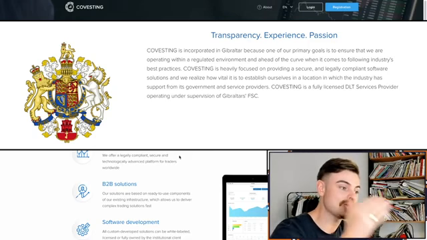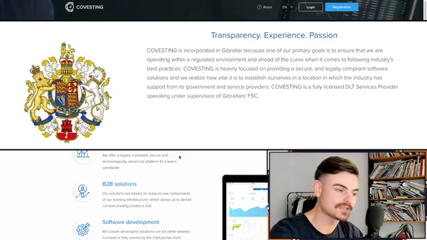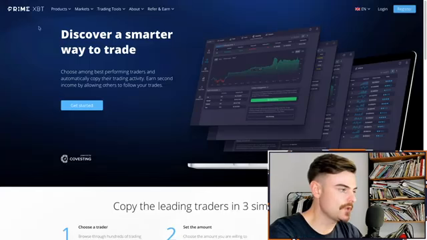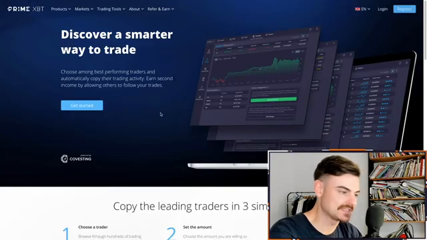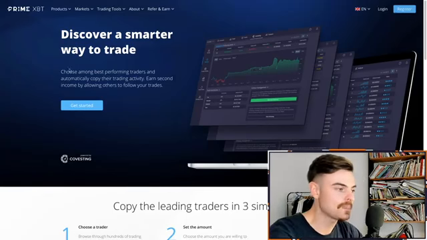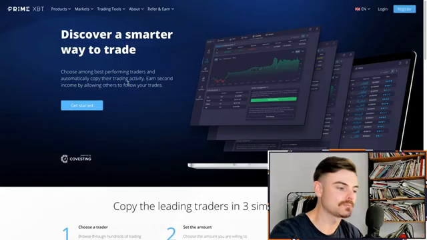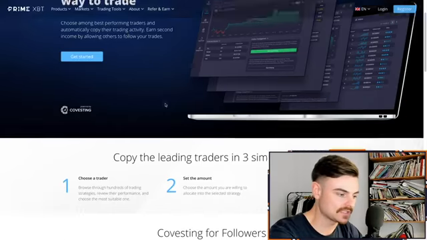Now let me show you how you can actually use COVESTING. I know a lot of you guys are into copy trading. So here we are on Prime XBT, where you can get access to COVESTING. This is the first exchange they partnered up with. It says choose among the best performing traders and automatically copy their trading activity. You can basically just copy traders 100%. I'll show you in my actual account in a second.